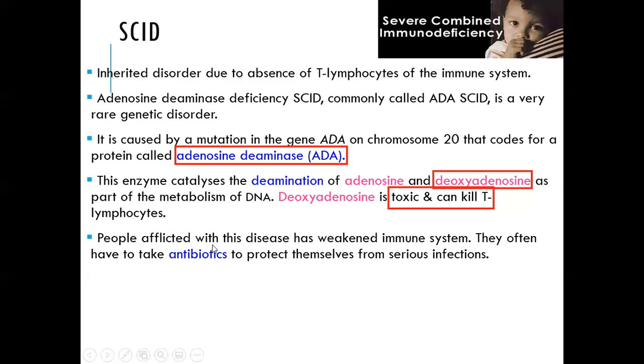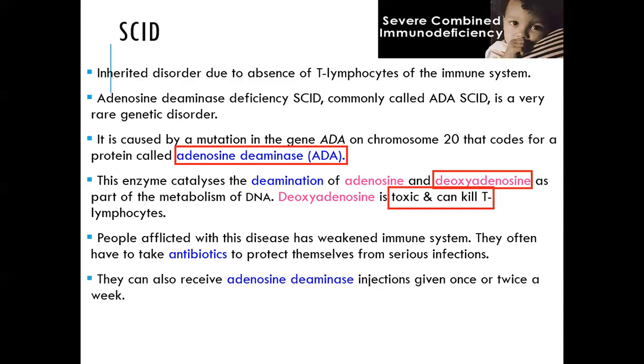So for these people, they have to constantly take antibiotics because the immune system is not working. So they need to take antibiotics to kill the bacteria and fungi that enter their body. Or another way is they can receive adenosine deaminase injections straight into the body fluids, so that now the cell has this enzyme to be able to catalyze the deamination of deoxyadenosine.